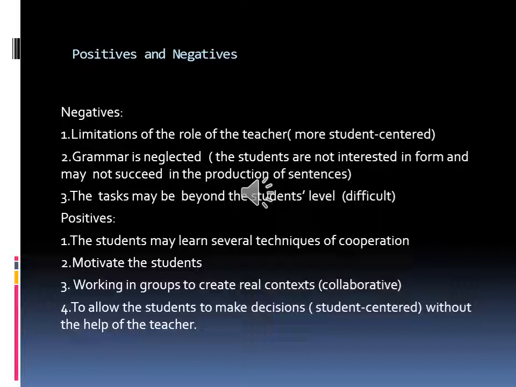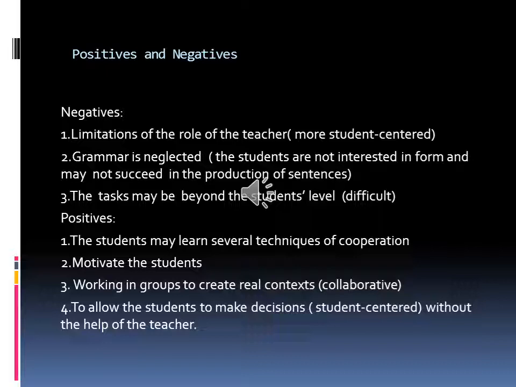Grammar is neglected. The students are not interested in form and may not succeed in the production of sentences. I think that it is clear. The task may be beyond the student's level in terms of difficulty. Okay, specifically if the tasks are authentic. Now, the positives: the students may learn several techniques of cooperation.